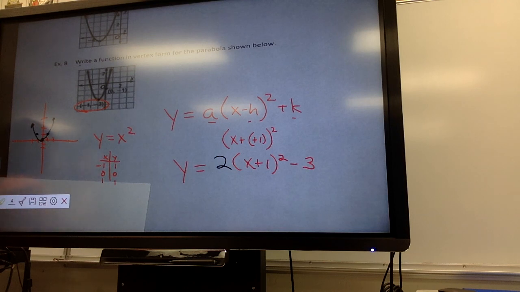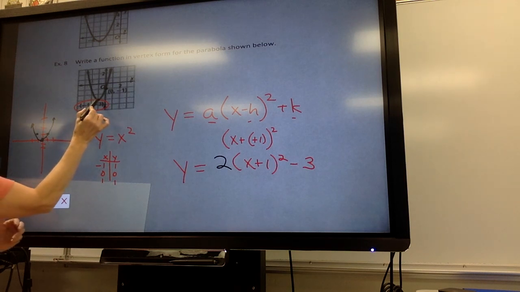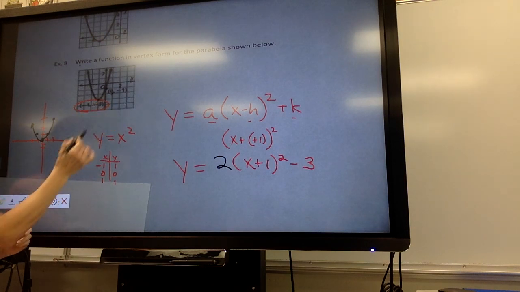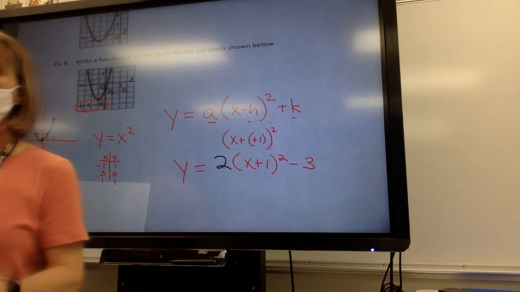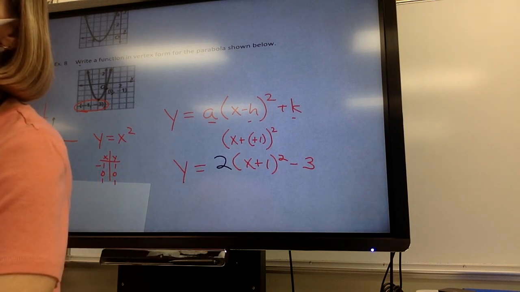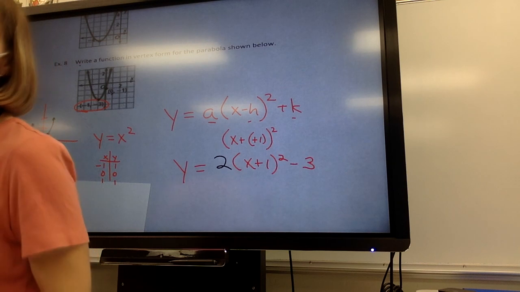Okay, if it's more shallow or wider, then you're going to see maybe it'll go over 2 and up 1. That would be a half for an a value. It's going up at half the rate. Okay, so the a value is something you kind of have to just look at and compare what happened to the parent and what's going on now. Okay?